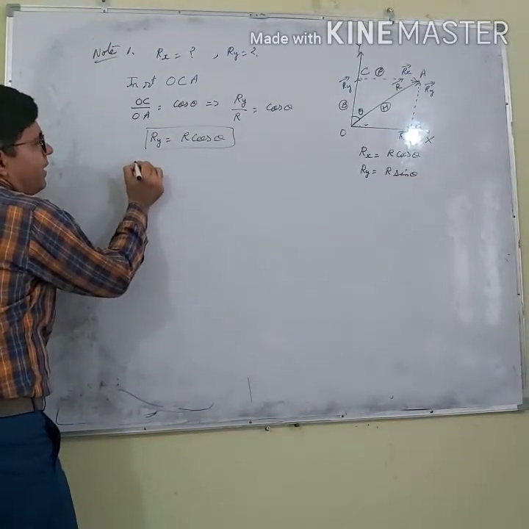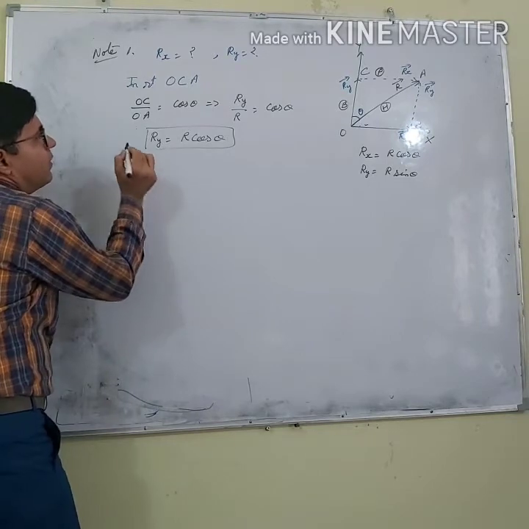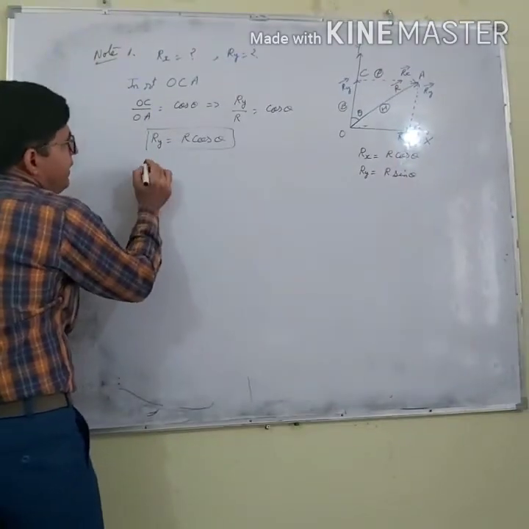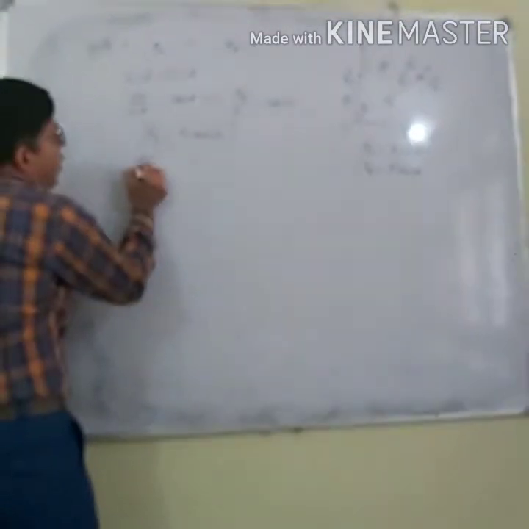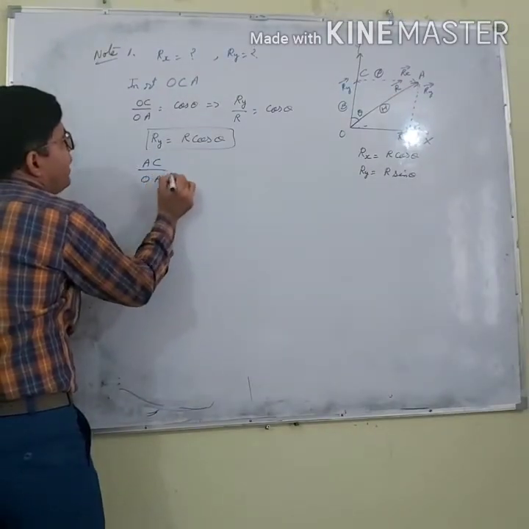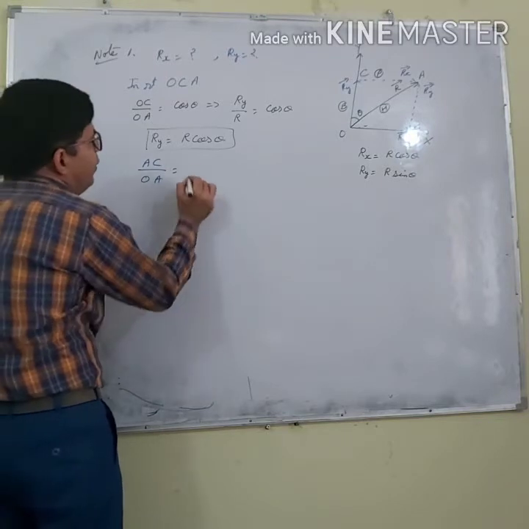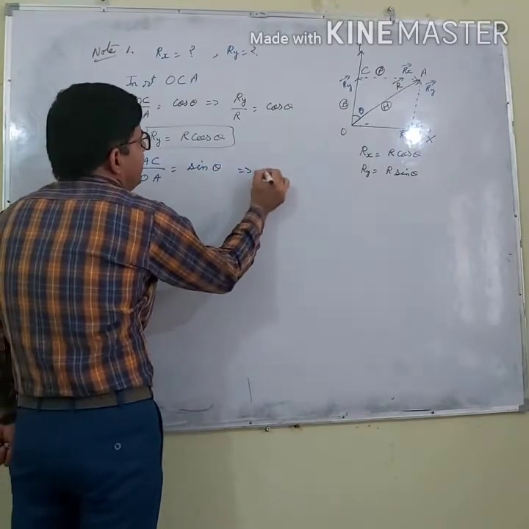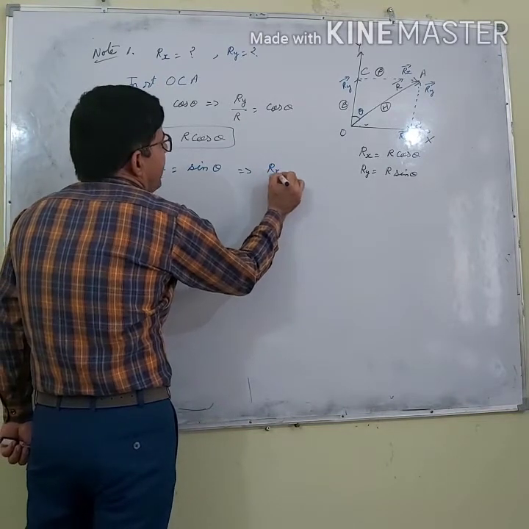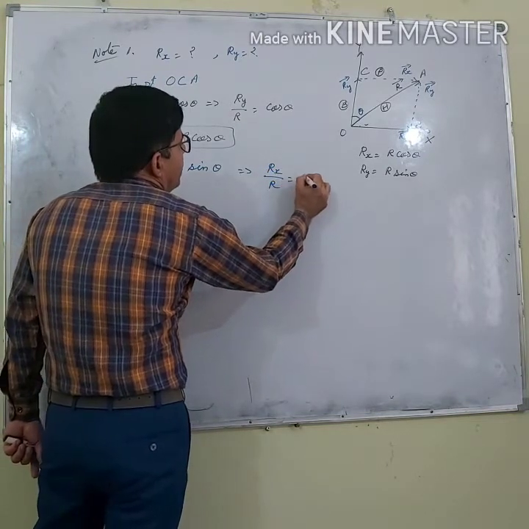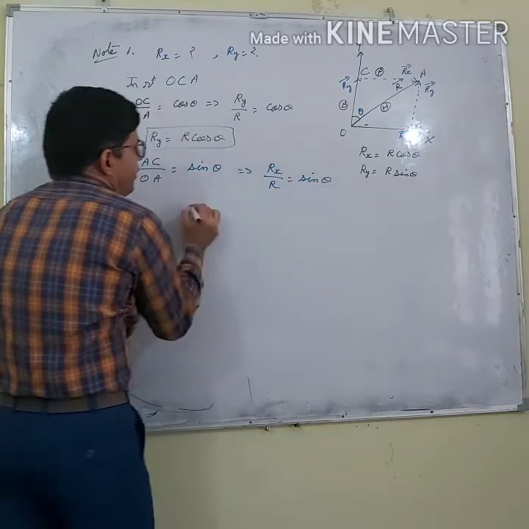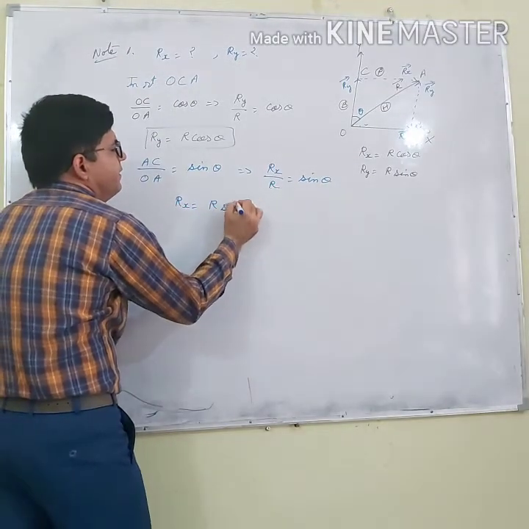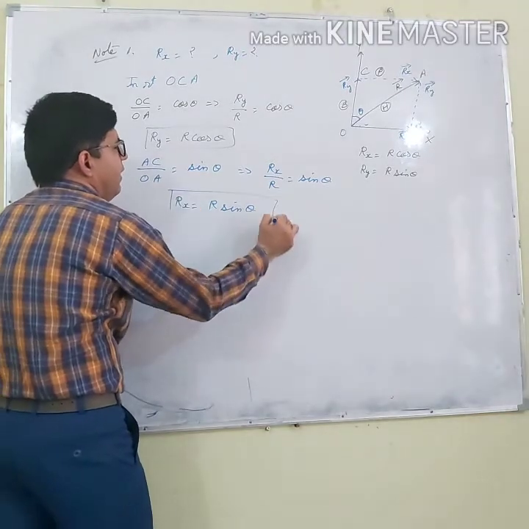Now, again in the same triangle, AC upon OA, what is AC? Perpendicular upon hypotenuse is sin theta. So I can say AC is Rx, upon R, is sin theta. So Rx equals R sin theta.